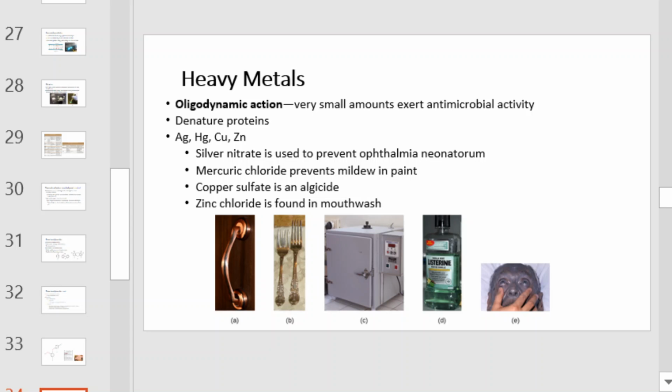Mercuric chloride prevents mildew in paint. Copper sulfate is an algicide, and zinc chloride is found in mouthwash.